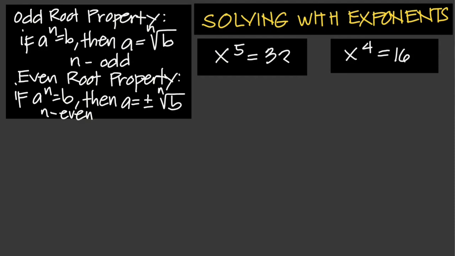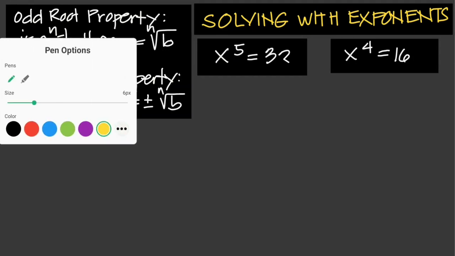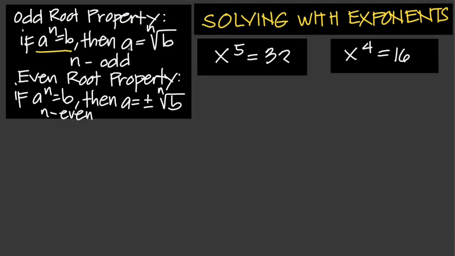The odd root property states that if a to the power of n equals b, then a is equal to the nth root of b, provided that n is odd. Let's try an example where the root is odd. Example: x to the 5th equals 32.